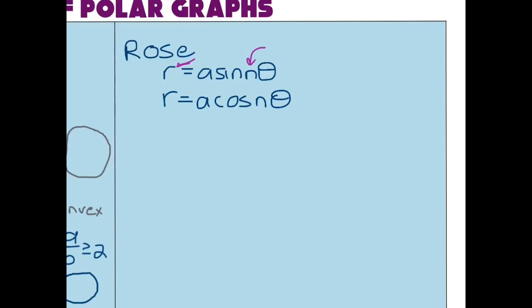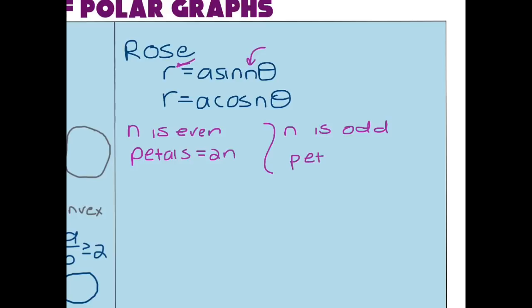A rose obviously has petals. Once you identify that it's a rose, you want to know how many petals there are. If n is even, then the petals equal 2n. You double the number to get the petals. If n is odd, then the petals equal n, whatever number's there. So if I had r equals 4 sine 3 theta, this is a rose with 3 petals. If I have r equals 4 cosine, let's say 6 theta, this is a rose that has 12 petals.